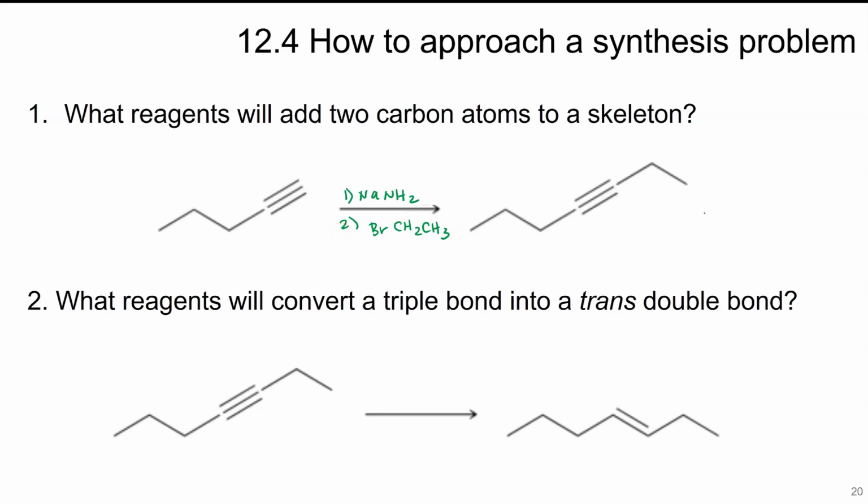of that. Then we want to look at what reagent will convert a triple bond into a trans or E double bond. Because our stereochemistry here is E, we want a reagent that will give us that and not the Z. So we want to use sodium with liquid ammonia.